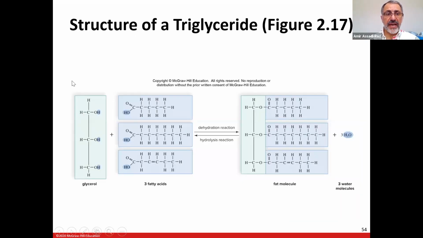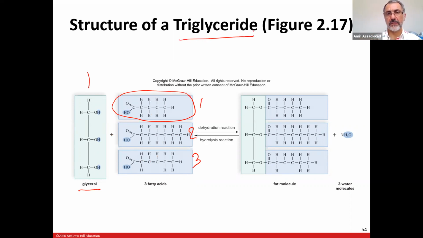Now, if you have a glycerol molecule right here, and the glycerol molecule attaches to a fatty acid, they usually draw a short chain of fatty acids. They're a little bit longer than that. Another chain of fatty acid, another chain of fatty acids. So you have 1, 2, 3 fatty acids attached to 1 glycerol. So the name of the molecule is triglyceride.